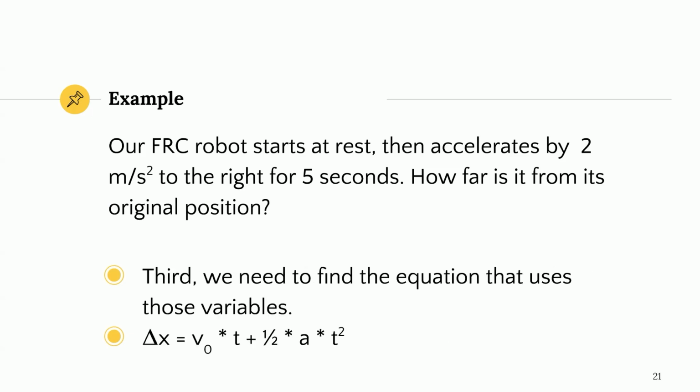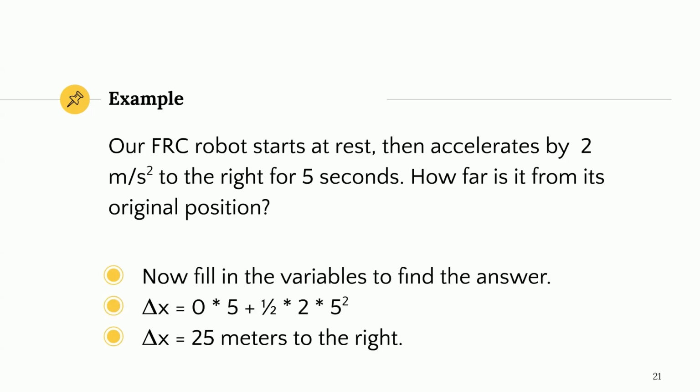Third, we need to find the equation that uses those variables. In this case, I already found the equation, which is delta x equals v naught times t plus 1/2 at squared. This has displacement, initial velocity, time, and acceleration. Now we fill in the variables to find the answer. So delta x equals 0 times 5 plus 1/2 times 2 times 5 squared. To do the math there, it works out to be 25 meters to the right.